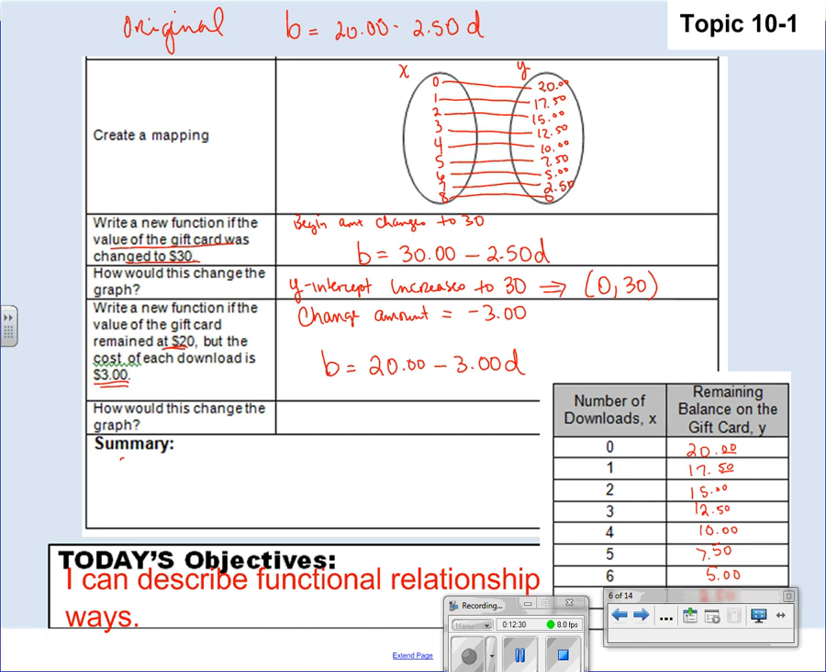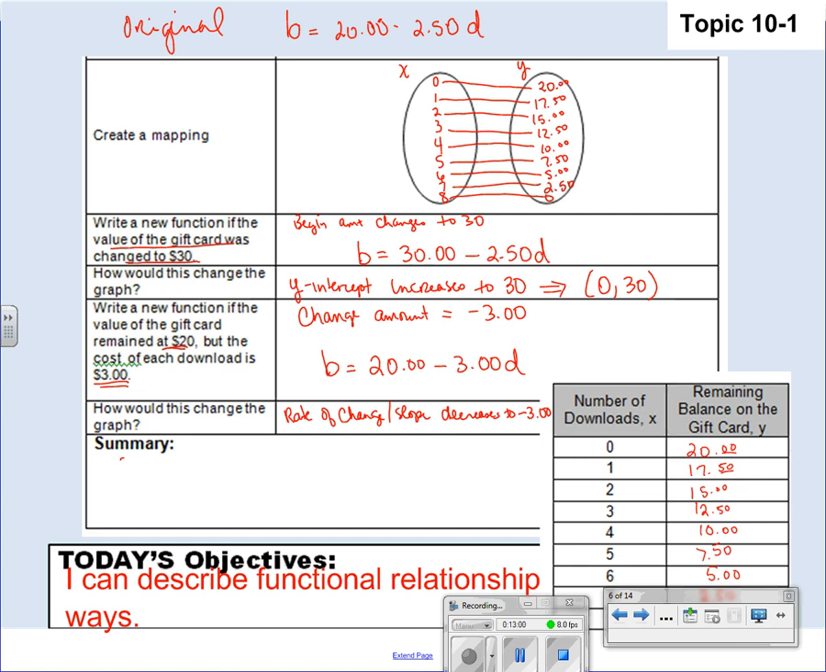How would this change the graph? Well, this change amount changes the rate of change, or our slope. So that means our rate of change, or our slope, decreases to a negative $3. Instead of, it was originally a negative $2.50, now it's a negative $3. That is a decrease.